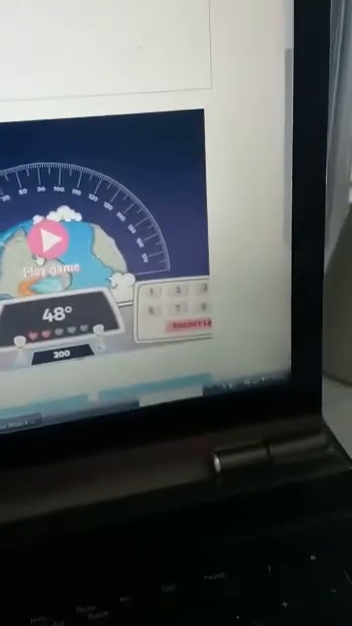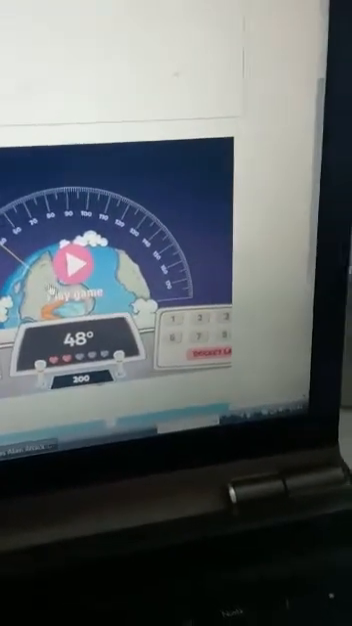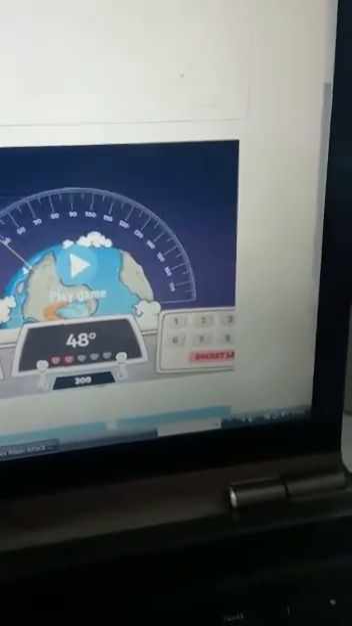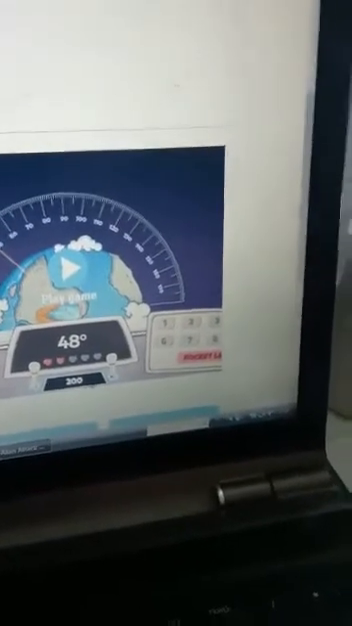So we've got 2 really good websites for you to follow. The first one is protractor work. It's like playing a game where you've got to read the angles and give the right answer. So it's a good game.